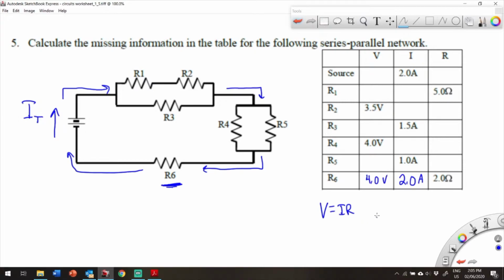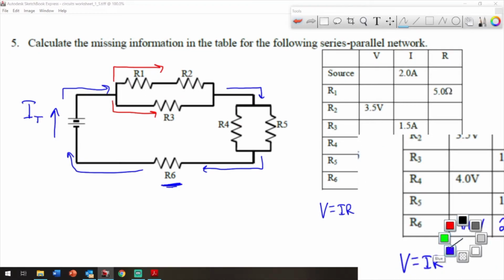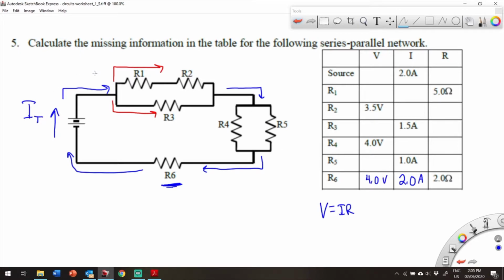Now the next part is to figure out how much current is going to flow through each of these paths. Let's highlight that here. How much current is flowing through here and how much is flowing through there? Once we do that, we can calculate R1, R2, and R3 and the values around them. Kirchhoff's current rule states that the current going in must equal the current going out. So if I have 2.0 amps going in here, 2.0 amps must be flowing out.